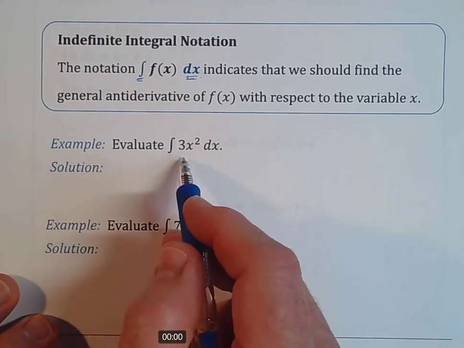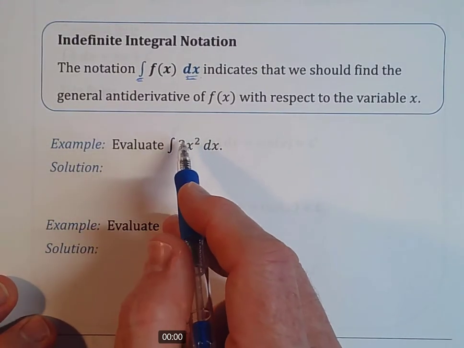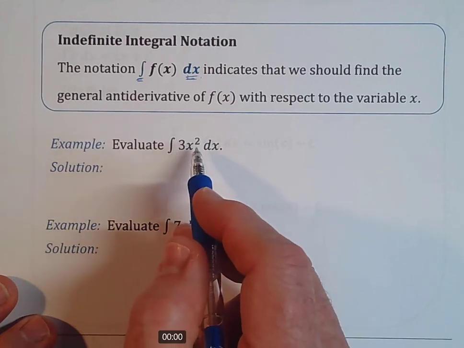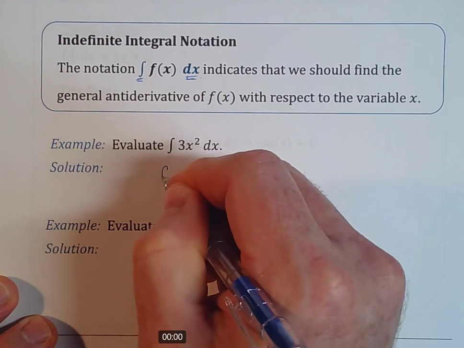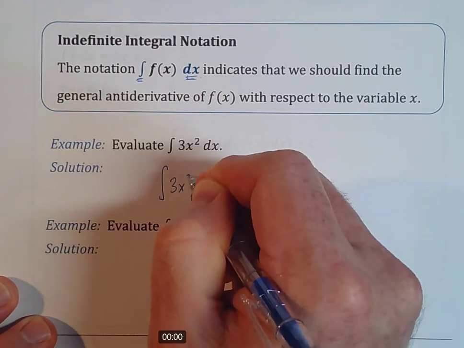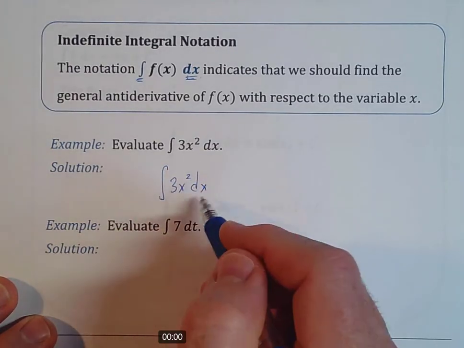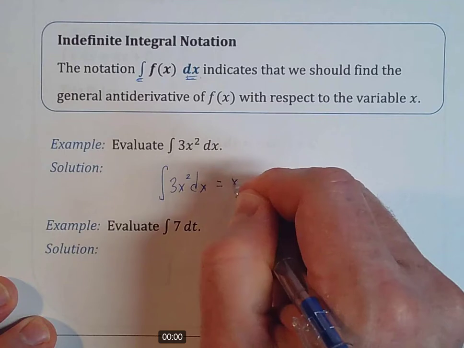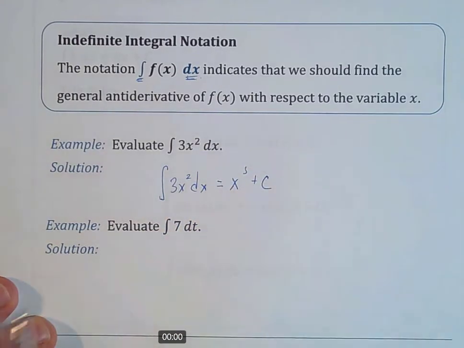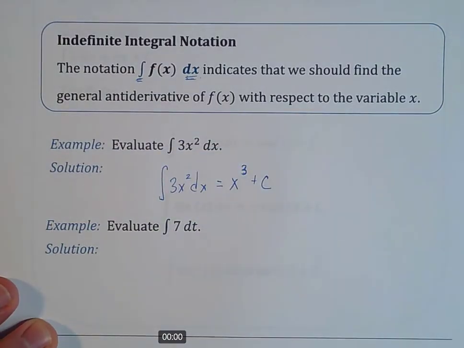So here we go again, our favorite function. We want to evaluate the indefinite integral of 3x squared with respect to x. All we're really doing here is making sure we're getting comfortable with the notation. The indefinite integral with respect to x of 3x squared is going to be x cubed plus c. All right? And that's how we write those types of things down.